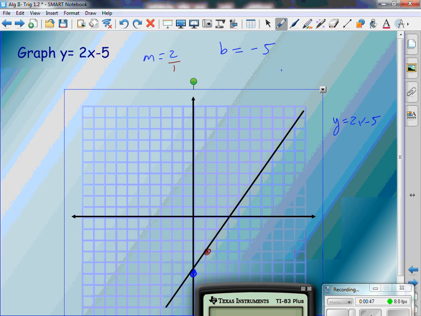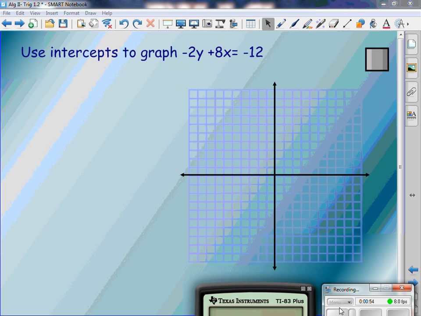There's another way to graph. When you have problems like this, negative 2y plus 8x equals negative 12, it's a pain to sit there and try to change it into slope-intercept form. I got to move the 8x over. Then I have to divide everything by negative 2. That does work. But I'm going to show you a different way to do this.